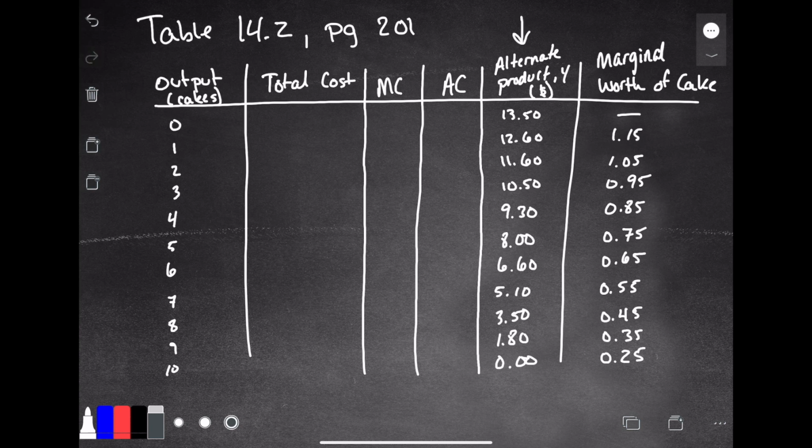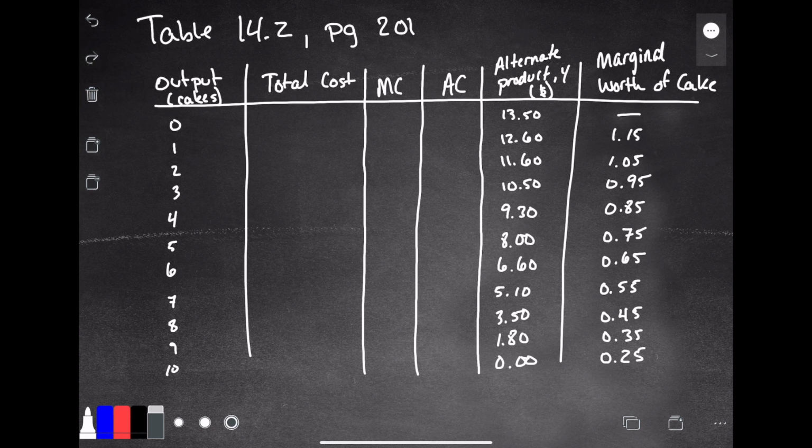What this column, column 5, is saying is we can produce some alternative product Y, and we're going to measure the value of Y in terms of dollars. Okay, so in the case where they're making 0 cakes in a day, they can produce $13.50 worth of Y.